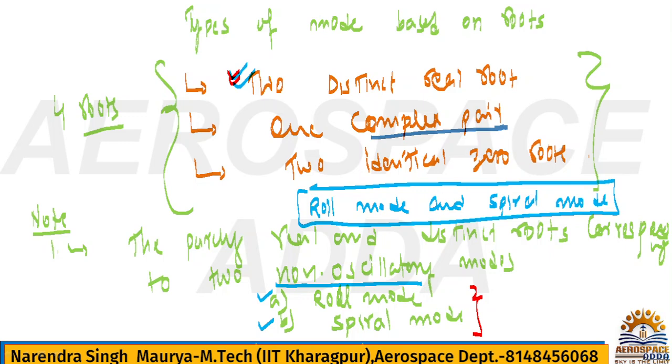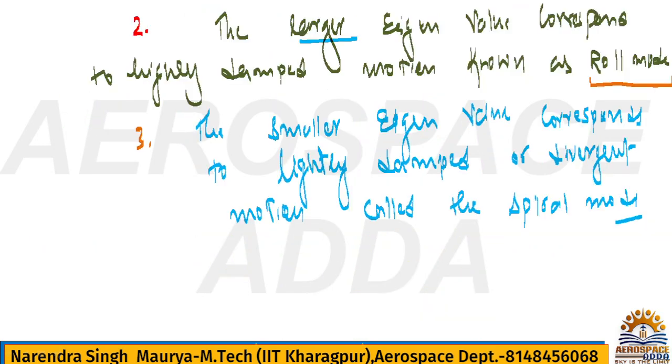But the theory part I am giving to you. I believe that if a question is asked, roots will be given to you, just like in the case of longitudinal dynamic stability we had seen. From the roots you have to check which one is the larger eigenvalue and which one is the smaller eigenvalue. If it is a larger root, then it will be called roll mode. If it is a smaller root, then it will be called spiral mode.